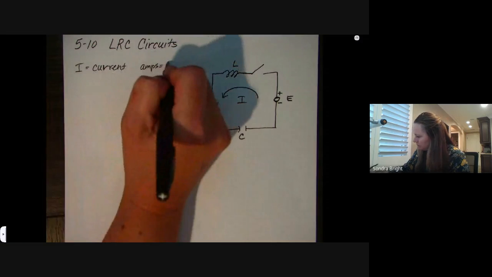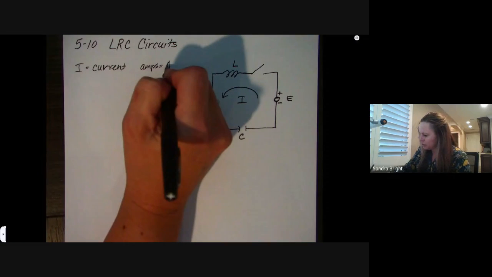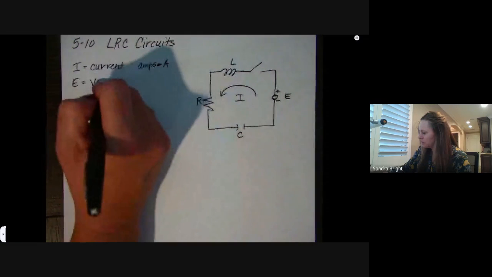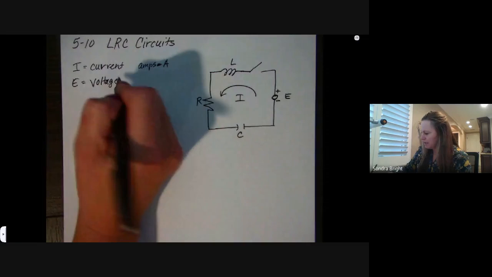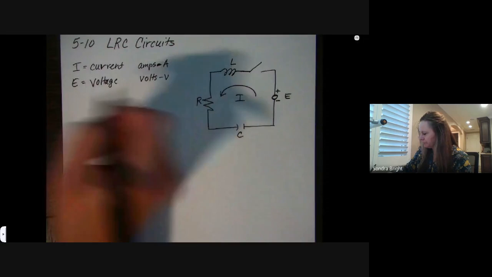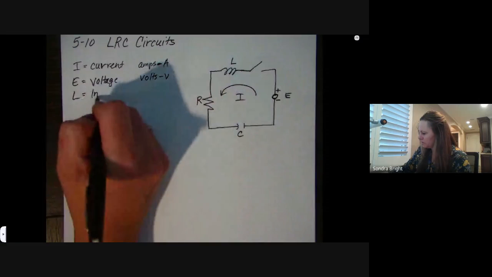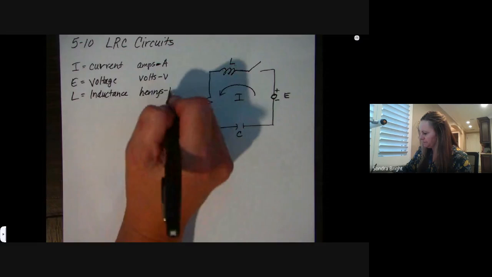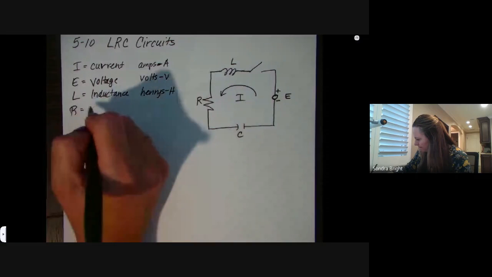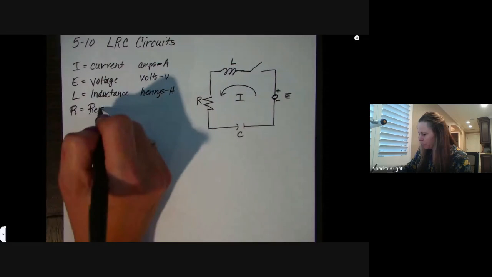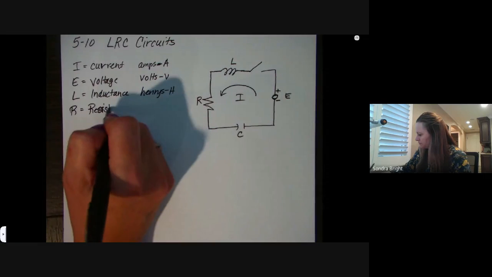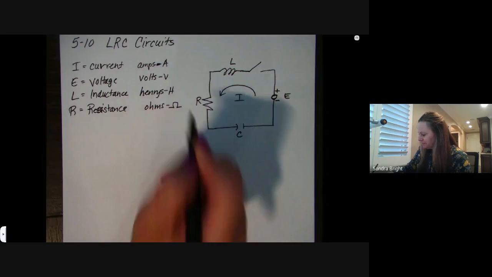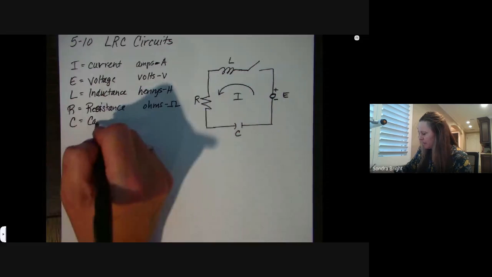E is your voltage, and that's measured in volts. L is inductance, which is measured in henries. R is resistance, measured in ohms. C is for capacitance, measured in farads.